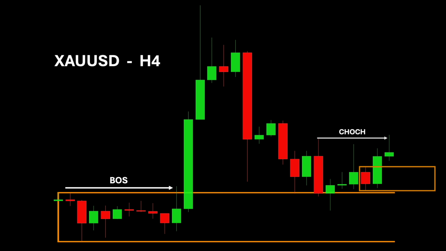This is the key insight that most traders miss. Not every change of character is a reversal. Sometimes it's just a pullback inside a bigger bullish structure. You need the HTF context to know the difference. Step 2 is done. Time to go to 1 hour for the entry.